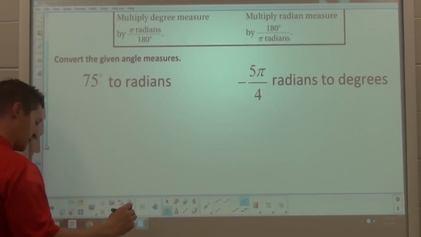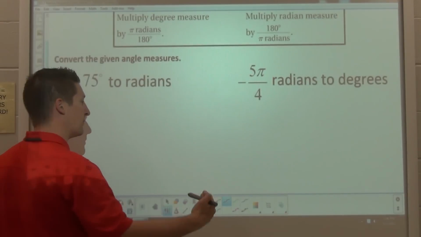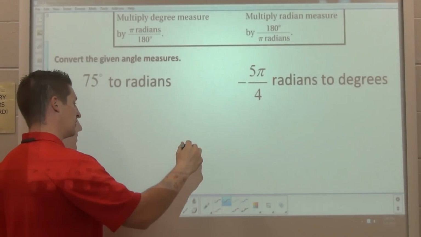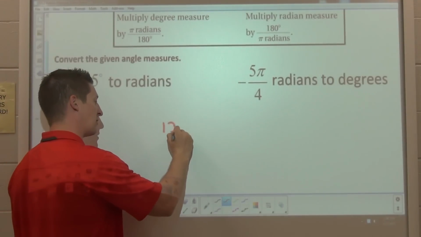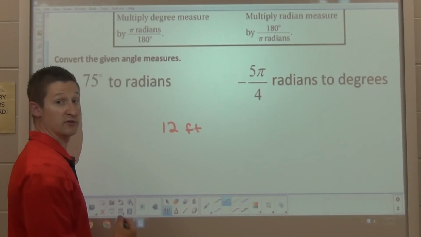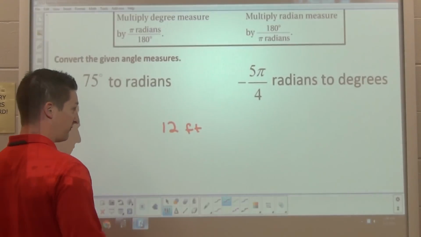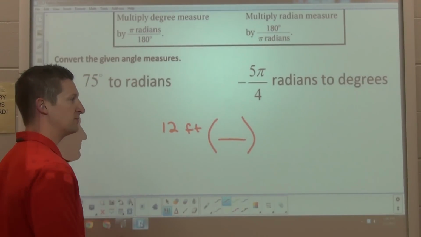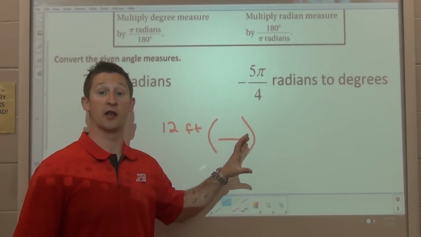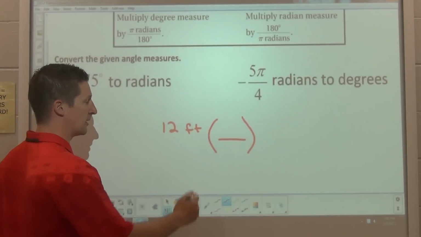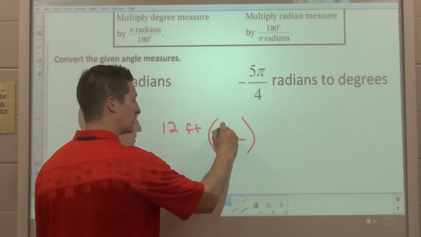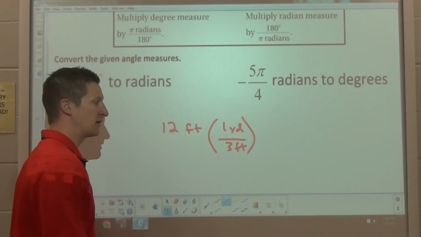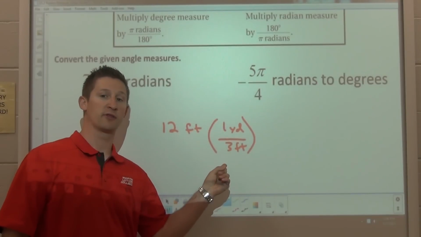As I do this, again, think about changing feet to yards. Let's say I have 12 feet, and I want to change that into a number of yards. Well, I'm going to take 12 feet times a unit multiplier. The unit multiplier is matching up two expressions that I know are equivalent. When it comes to feet and yards, I know that there's 1 yard for every 3 feet. Now notice I put the 1 yard on top and the 3 feet on bottom.